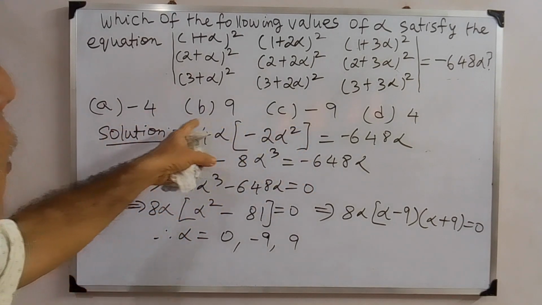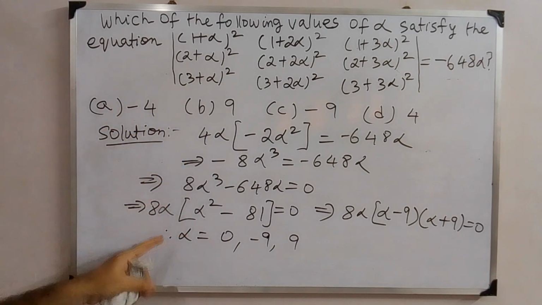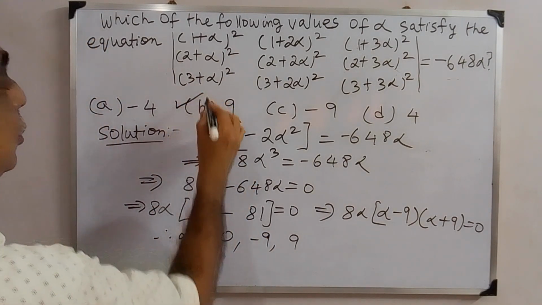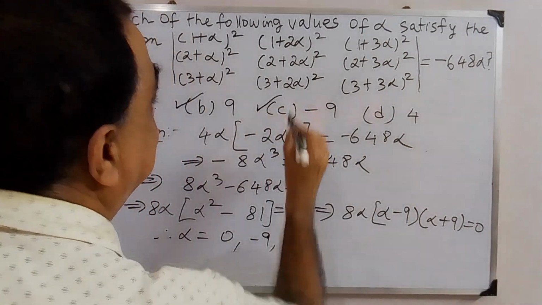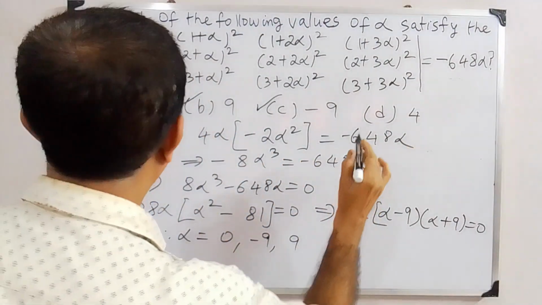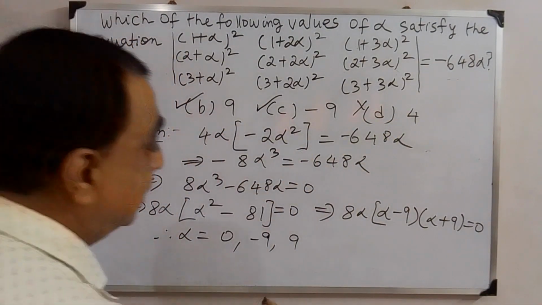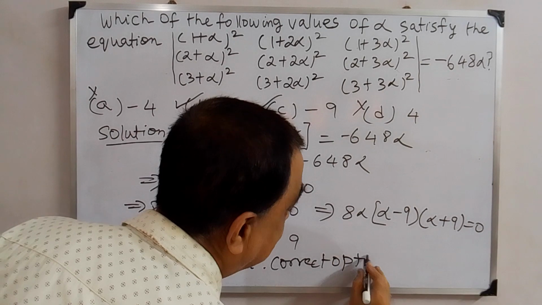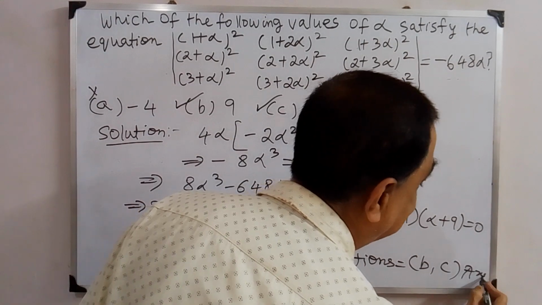Now check the options which were given for the values of alpha. Here minus 4 was given as A. We are not getting minus 4. B is plus 9. We are getting plus 9, so this B option is correct. And C is minus 9. We are getting minus 9 here, so C option is also correct. D is given as 4. We are not getting any alpha value 4, so this is not correct. So A and D are not correct; B and C are correct. So the correct options are B and C. So that is the answer.